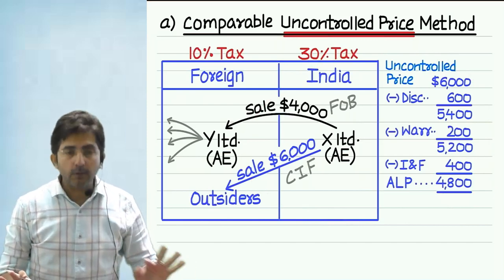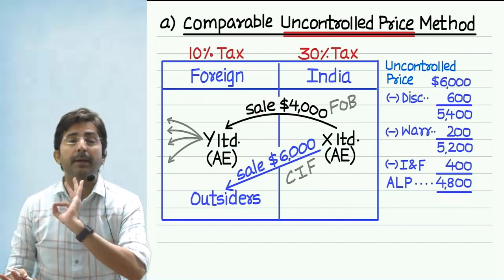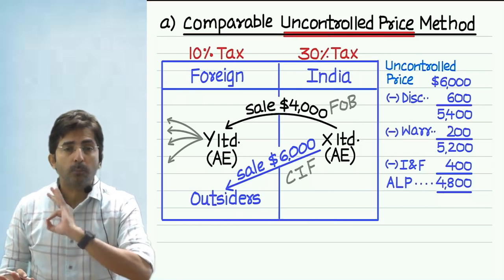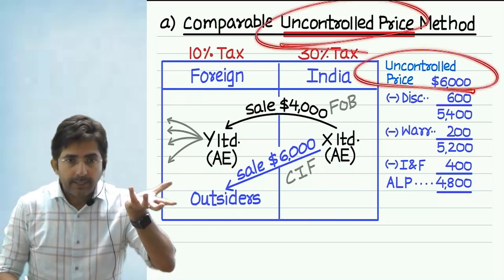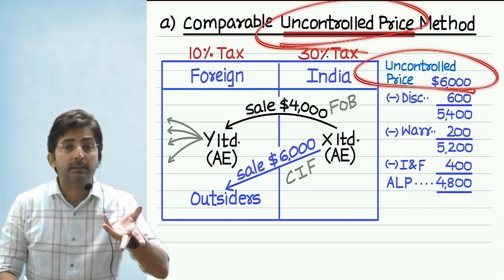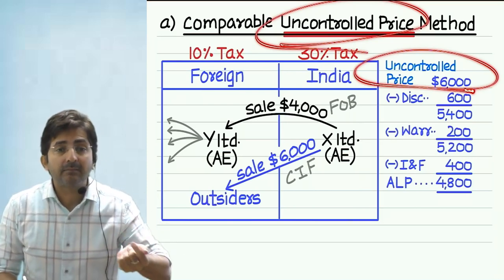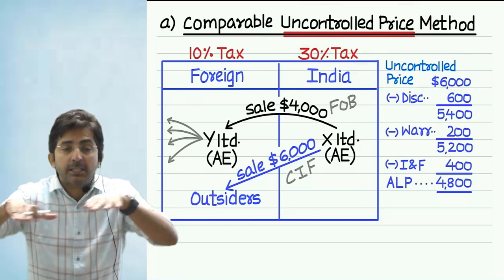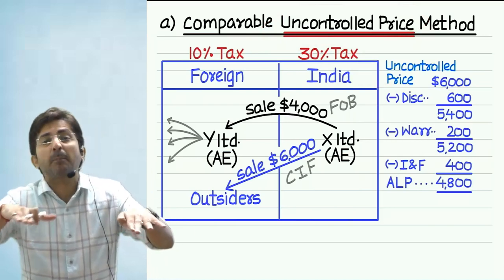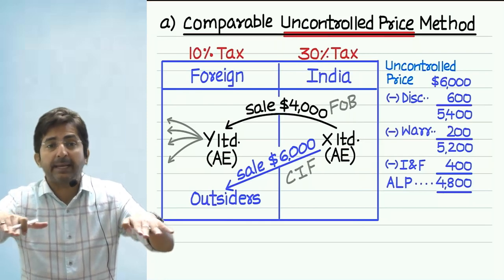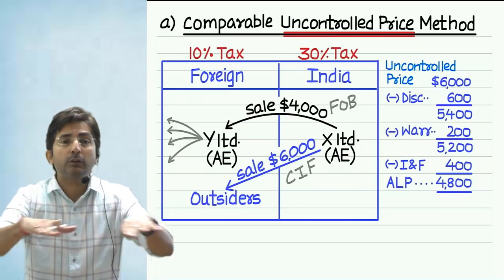So finally, our first method is done, which is called comparable uncontrolled price method. Take the uncontrolled price at the beginning and do plus minus in such a way that it becomes matchable and comparable with that cheating wala price, the price charged to A. We have to bring both the prices at par.